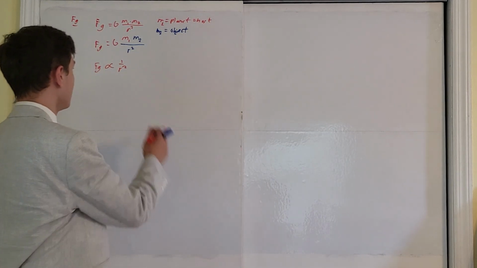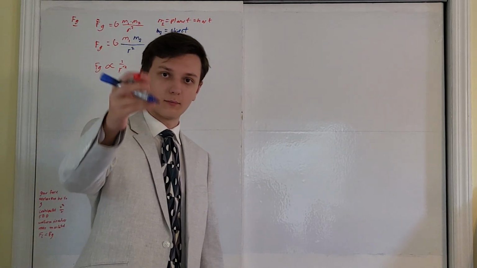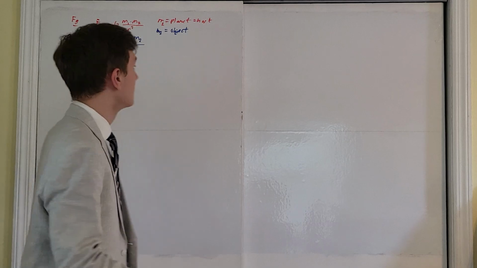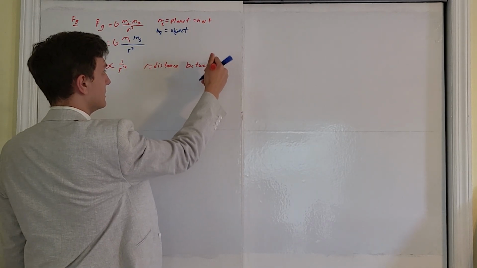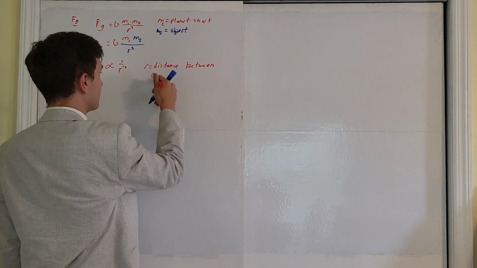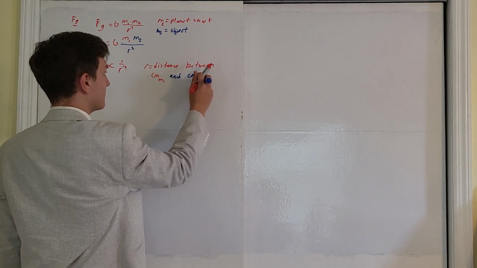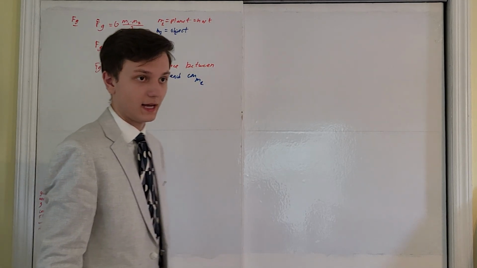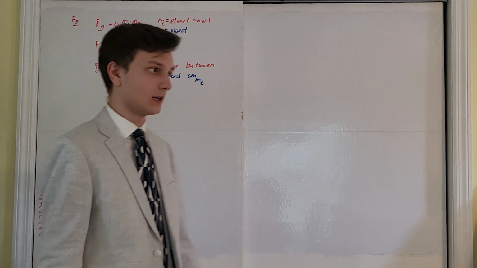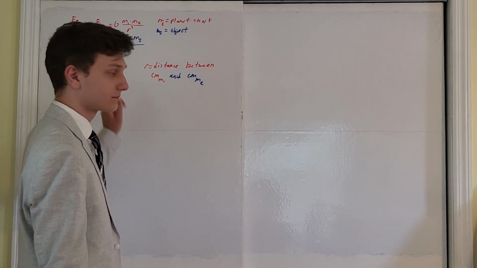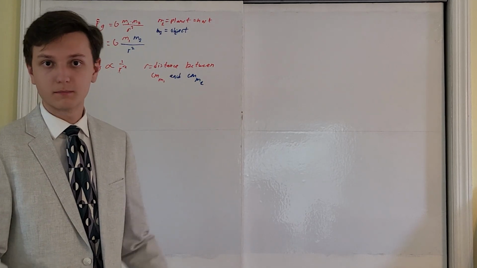Now, it is important to note here that our distance r is not measured between our markers and the surface of Earth. No, r is the distance between the center of mass of m1 and the center of mass of m2. So the center of mass of Earth is where? It's at the center of the planet, okay? So therefore, our r squared is the distance between the center of the planet and my marker, squared.